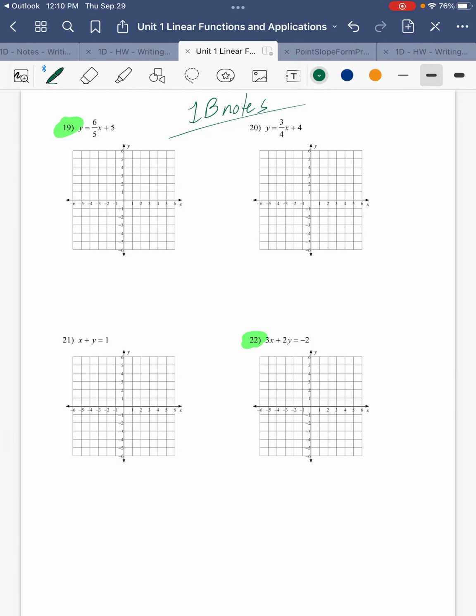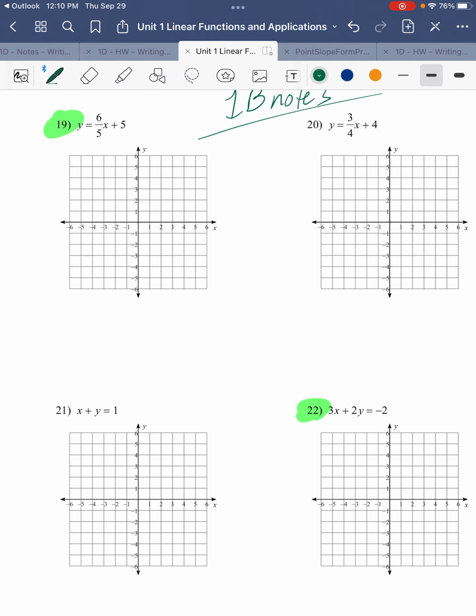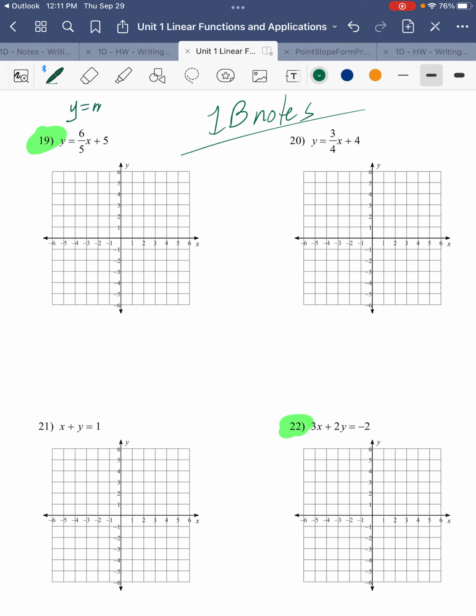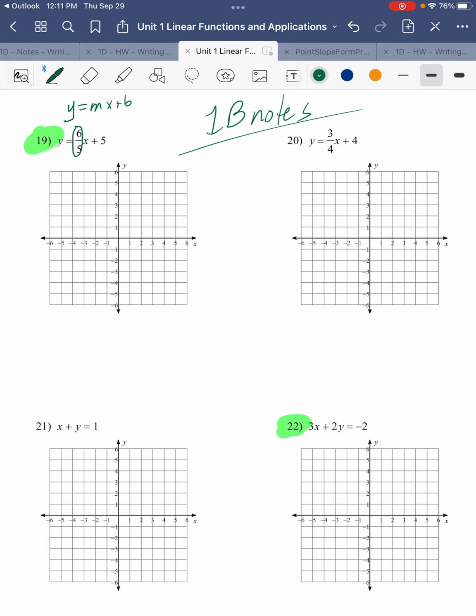All right, for 1B notes, we need to graph from all the different forms. So we have slope-intercept, like number 19 here. If you see a graph where y is solved for, y equals, we're looking for the slope and the y-intercept. That's going to be the easiest way to graph this. So this is the y-intercept, and this is the slope.